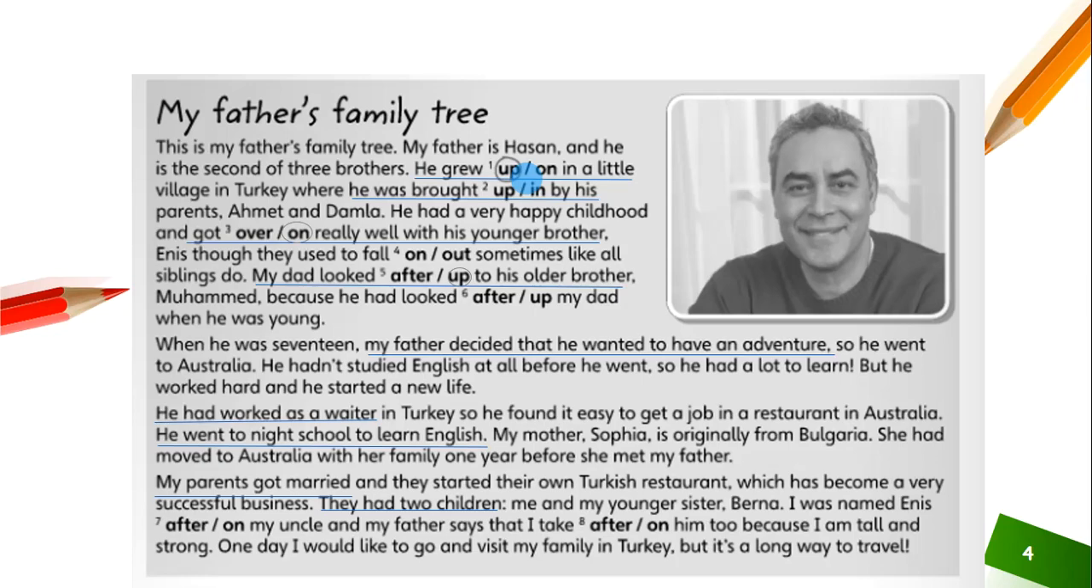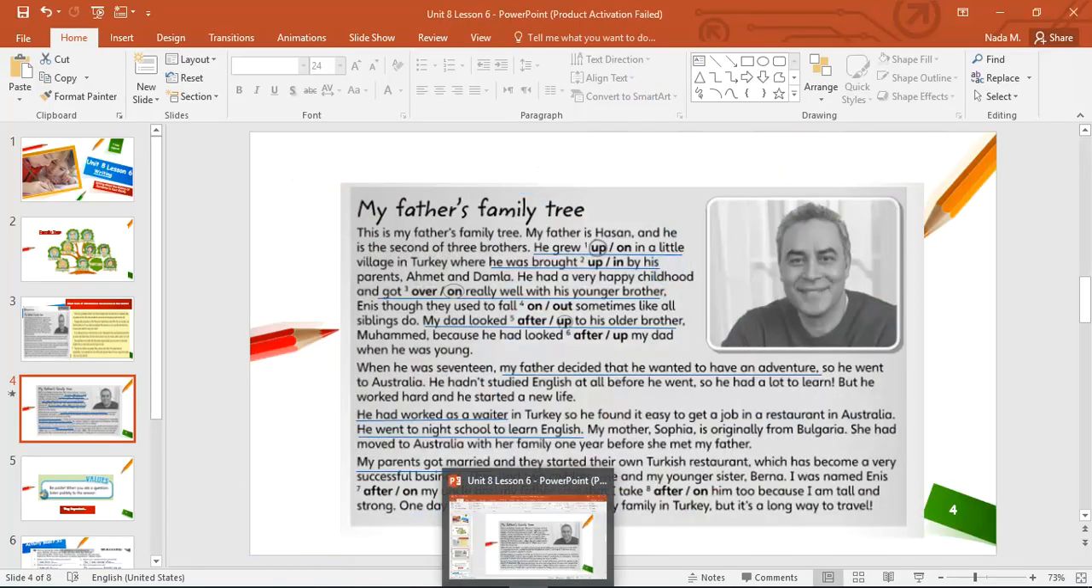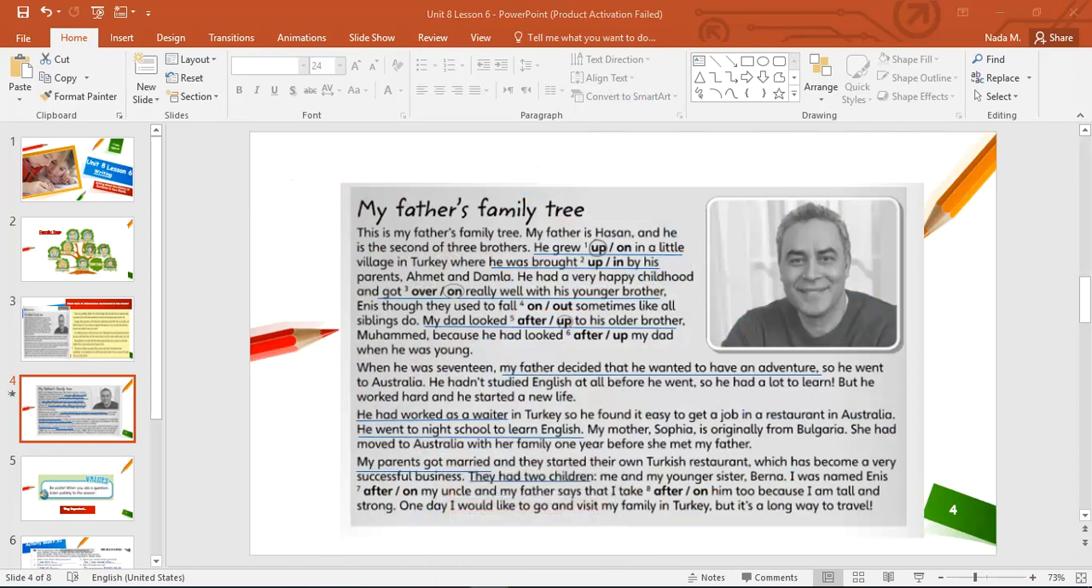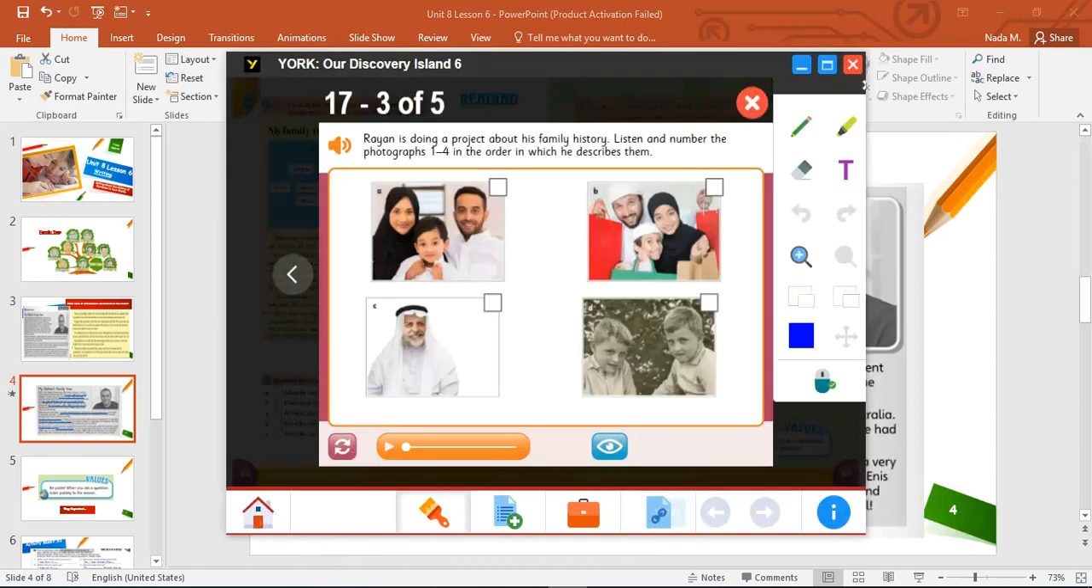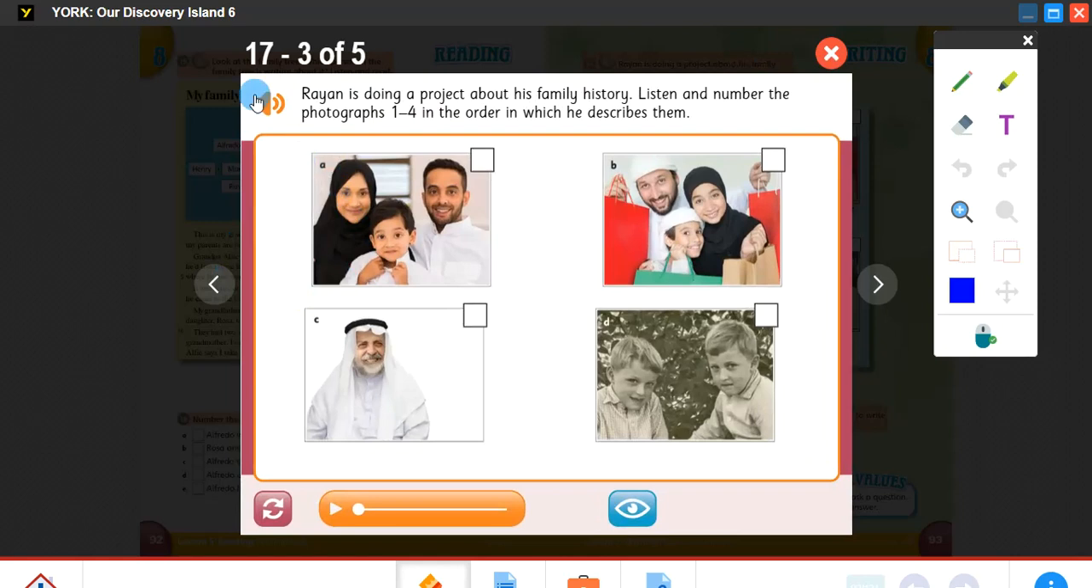Before we start writing, let's go to the Class Book, page 93. Ryan is doing a project about his family history. Listen and number the photographs 1 to 4 in the order in which he describes them. Okay, so Ryan here is doing a project about his family history.